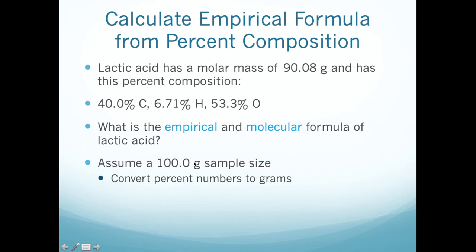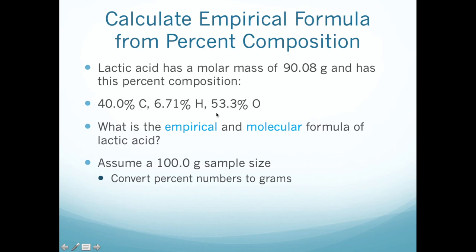Okay, let's try a practice problem so you can see what I mean by this process of going from our percent composition data to an empirical formula, and then from there to the molecular formula. We're told that lactic acid has percent composition data of 40% carbon, 6.71% hydrogen, and 53.3% oxygen. So if we put our lactic acid into a mass spectrometer, this is what it would spit out at us.